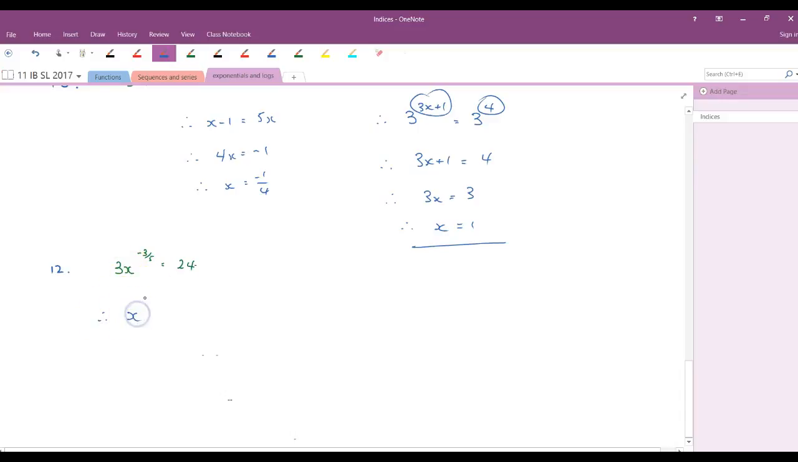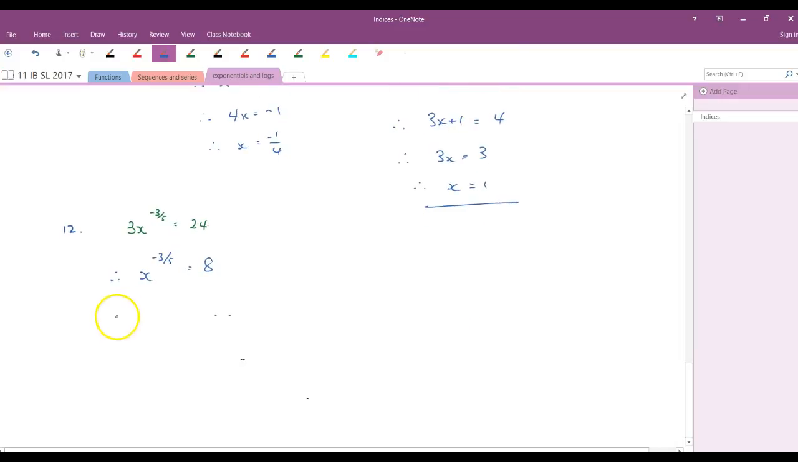Now over here, I can't write 24 in a base of 3. But what I can do is I can get rid of the 3 by dividing by it. So now I've got x to the minus 3/5 equals 8. Now, what can I do here? I know that if I raise this side of my equation to the power of minus 5/3, minus 3/5 times minus 5/3 is equal to 1. So I know I'll get just x to the power of 1 on my left-hand side.